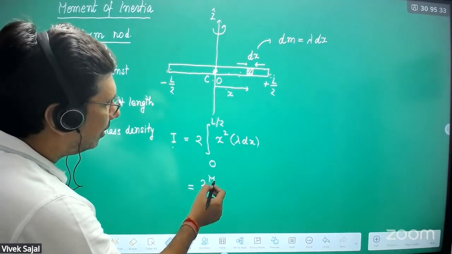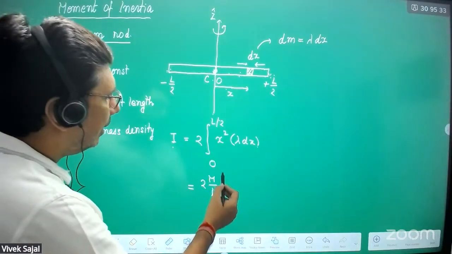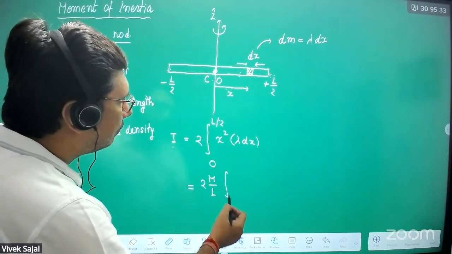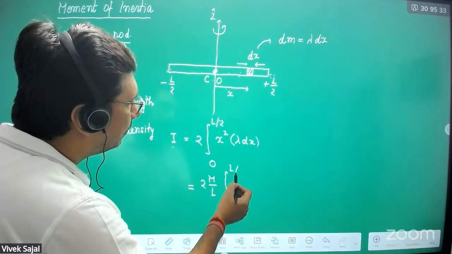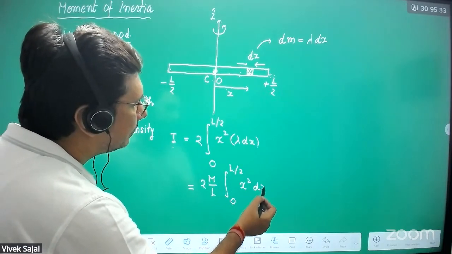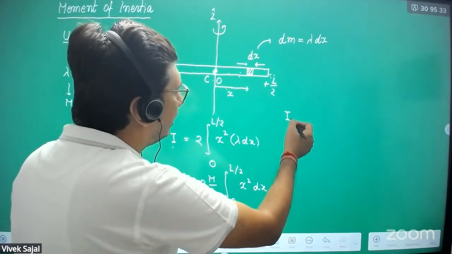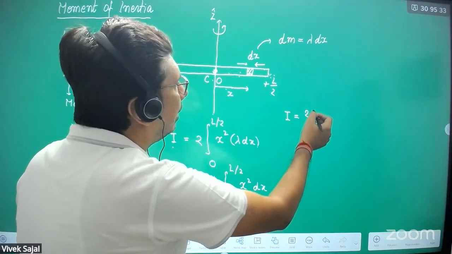This will be M by L here. And what will it be? This will be 0 to L by 2, and this will be x square dx. This will be equal to 2 times M upon L.